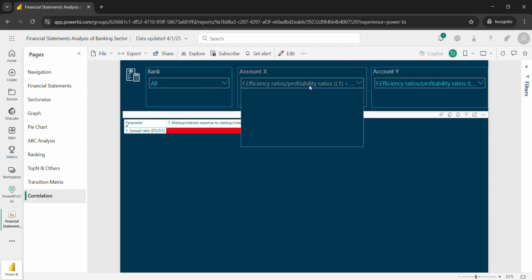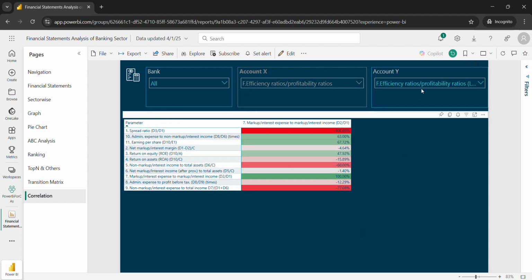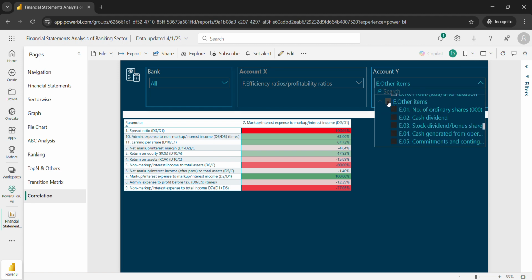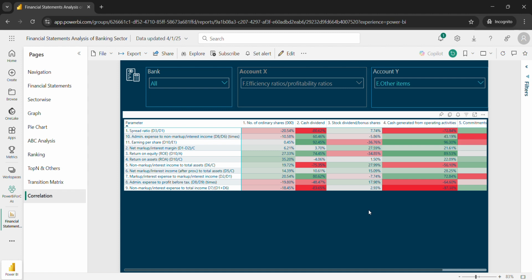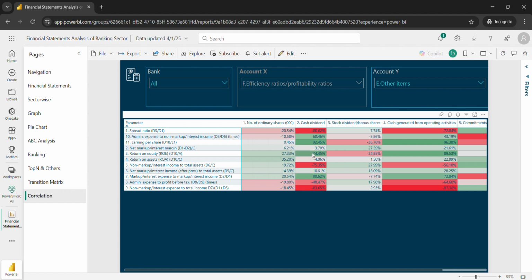You can perform this specific analysis for a set of ratios, all the efficiency ratios with all other ratios, so we can have a better idea: the red ones are negatively correlated and the green ones are highly correlated. Cash dividend has a direct relationship with earnings per share, which definitely makes sense.